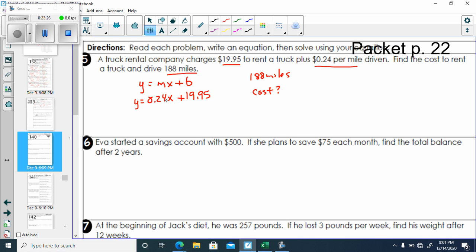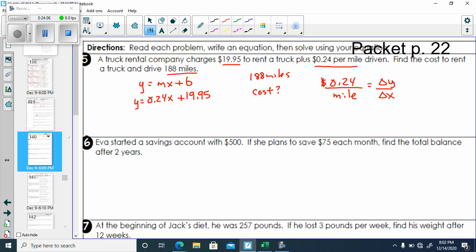Which of these would I plug this miles into, the X or the Y? First, let's think logically. If it's 24 cents per mile, wouldn't I need to multiply that by the number of miles to figure out what it's going to cost me for driving it? So it makes sense 188 goes in for the X. If you're not sure, use your rate of change, 24 cents per mile. That's the change in Y over the change in X.